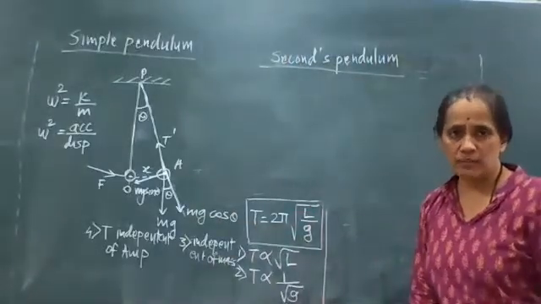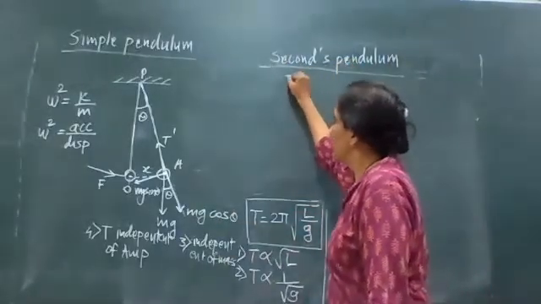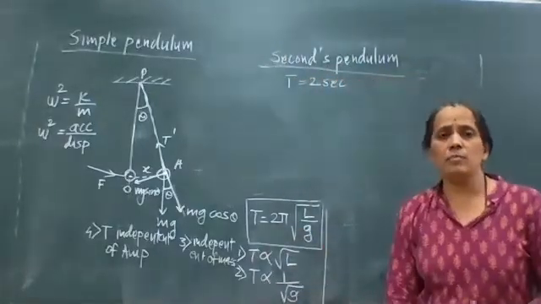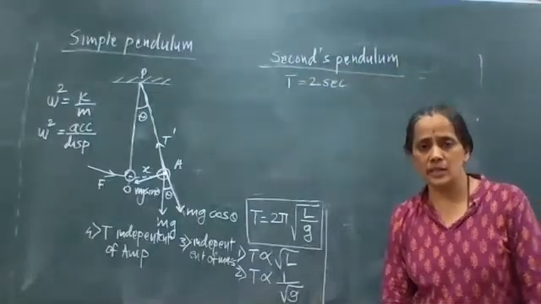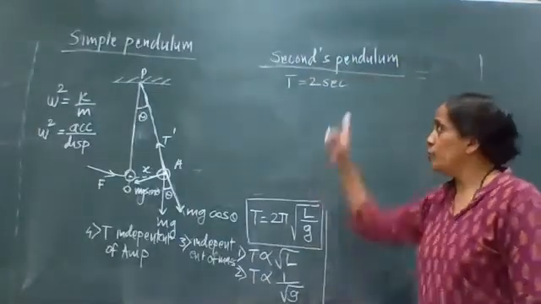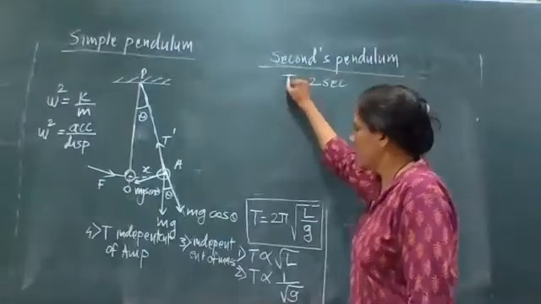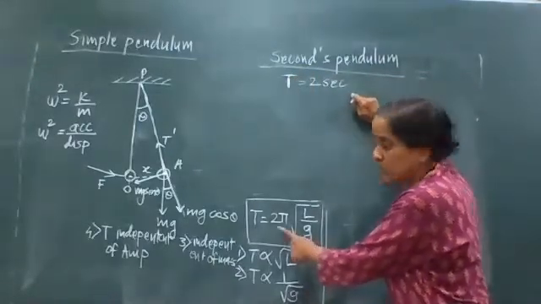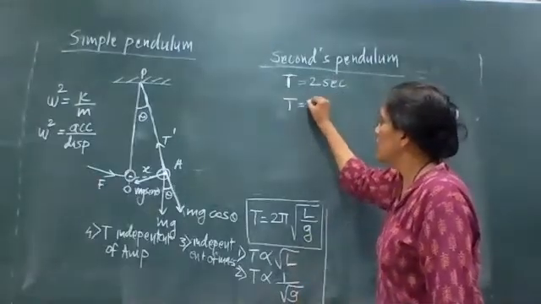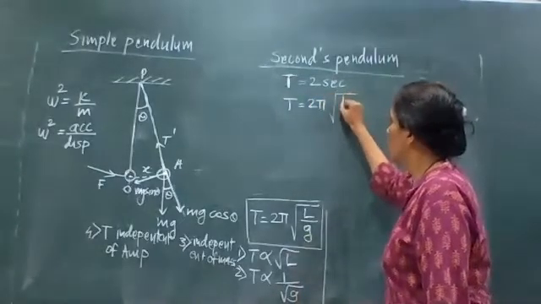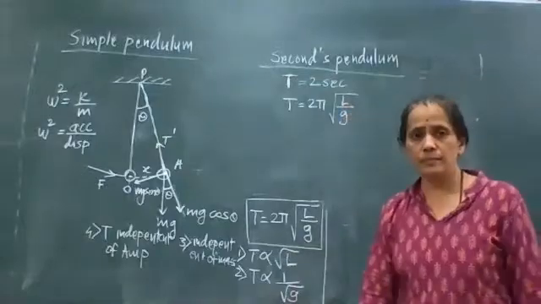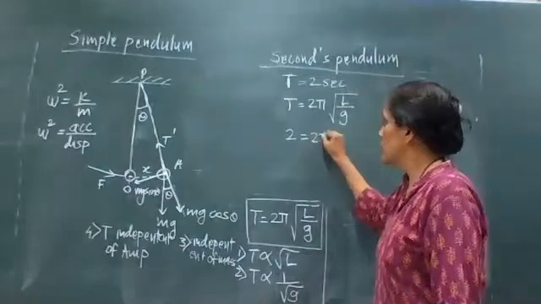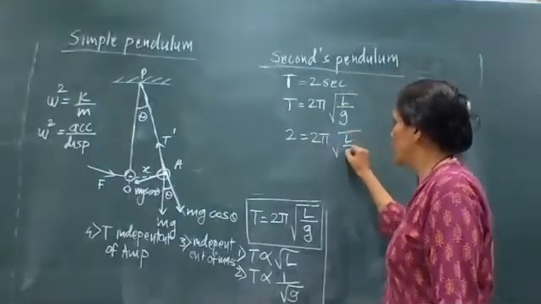Now what is the seconds pendulum? The pendulum whose period is equal to 2 seconds. That type of pendulum is called a seconds pendulum. So a pendulum with period T equal to 2 seconds is called a seconds pendulum. Now what do we know? For a simple pendulum we have the formula T is equal to 2 pi under root of L by g. In this formula I can put the T value as 2. So 2 is equal to 2 pi under root of L by g.